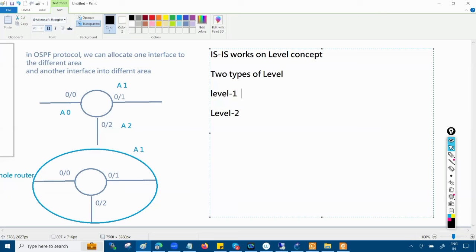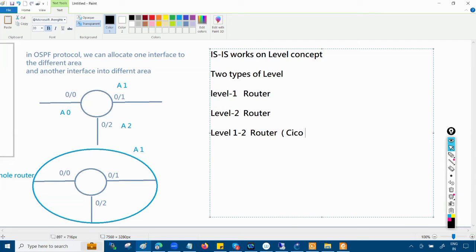So I can say the label 1 router and label 2 router. And another type we have is called the label 1 and 2 router. Label 1 and label 2 router. Not 3 types, so we can call it the 2 types only. This is the default behavior on the Cisco router.